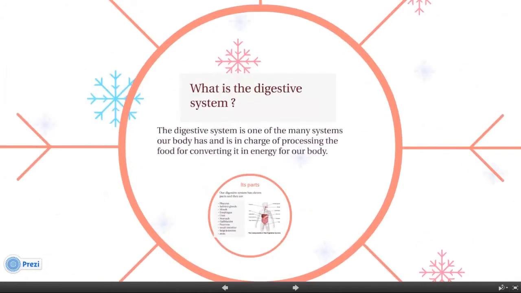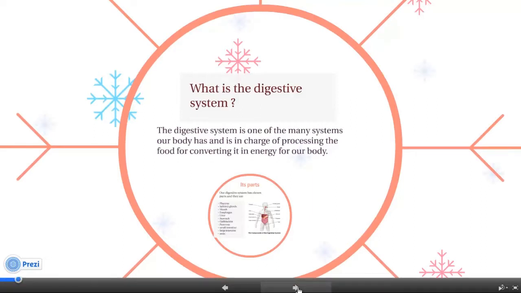What is the digestive system? The digestive system is one of the many systems our body has and is in charge of processing the food for converting it into energy for our body.